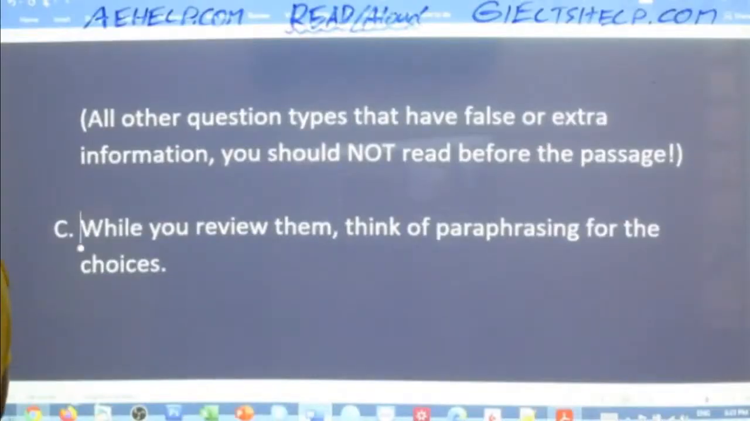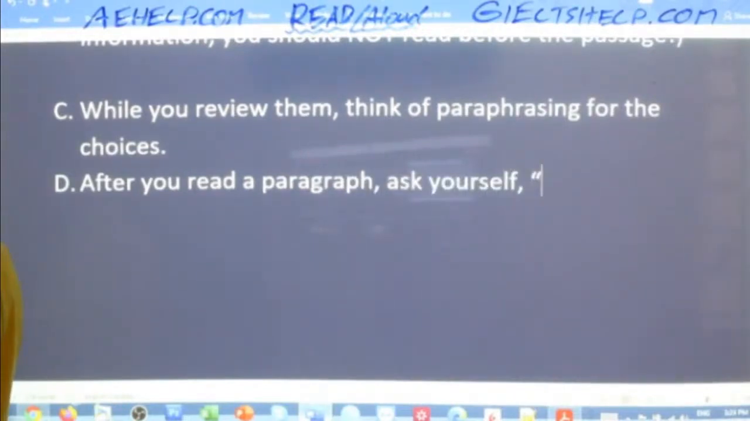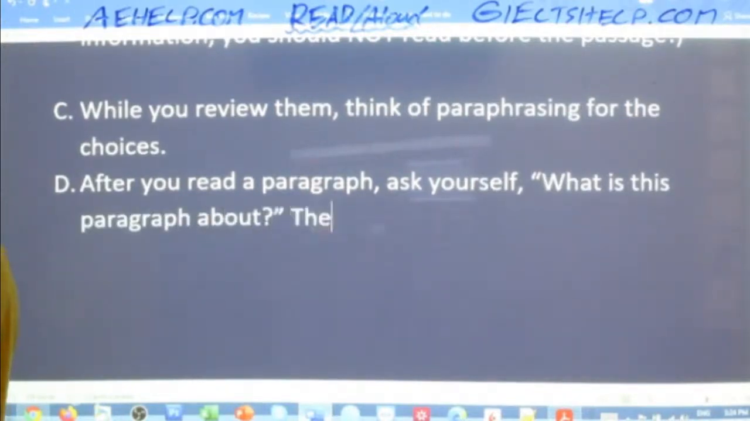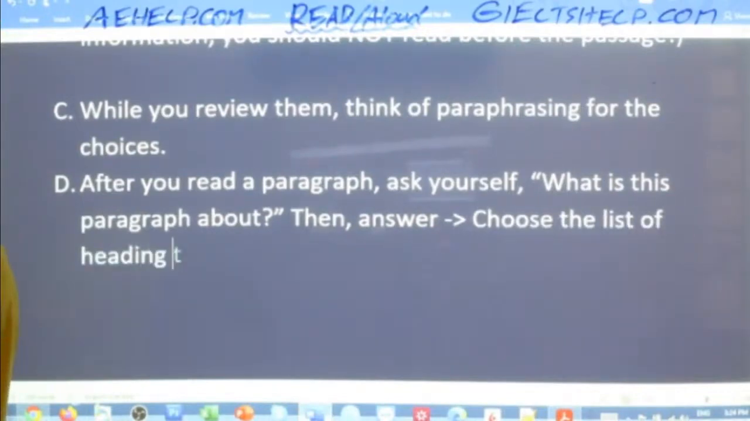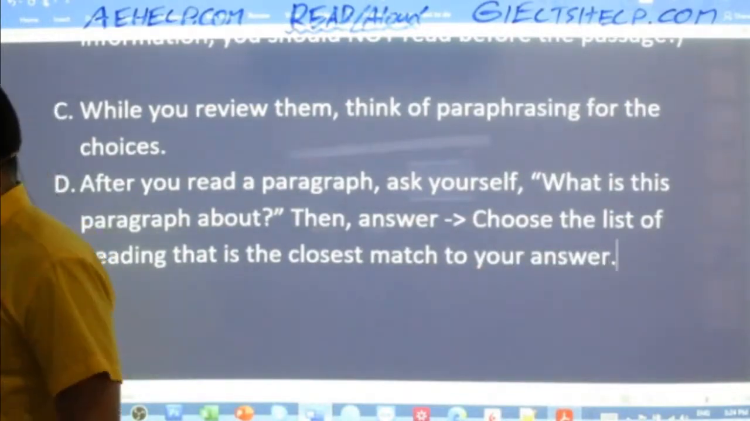So the last point for list of headings questions: after you read a paragraph, ask yourself, what is this paragraph about? Then answer. Finally, choose the list of heading that is the closest match to your answer. Okay, and I'm going to do that, so I'll show you how to do this, so don't freak out.